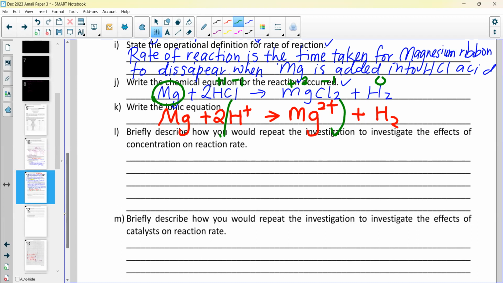Now continue. Do you all want to continue to discuss? So have a look here. Briefly describe how you can repeat the whole investigation to investigate the effect of concentration on reaction rate. Justin, what is your answer? I want to repeat the whole investigation, but now I want to change the concentration. Briefly describe, let's say 3 marks.